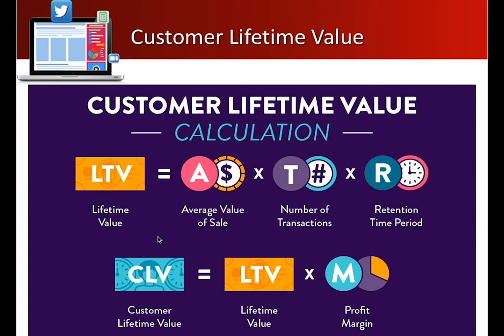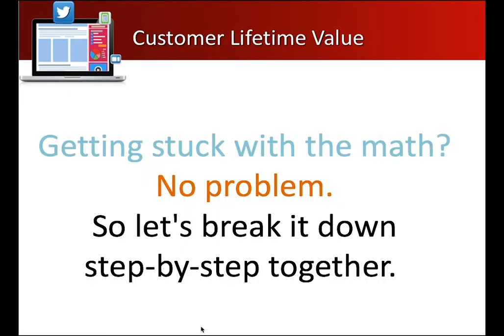Then once you get that value, you calculate the customer lifetime value, which is lifetime value times profit margin. For example, that same pizza that costs $10, that's not your profit margin. To calculate your profit margin, you have to subtract how much it costs to produce that pizza. If the cost to produce the pizza is $8, your margin is only $2, so your profit margin is 20%.